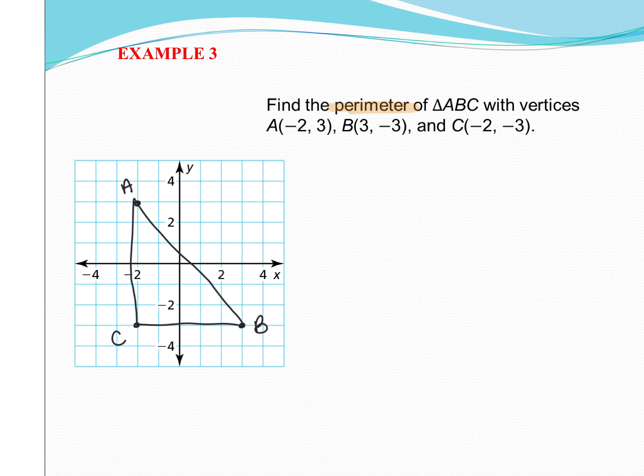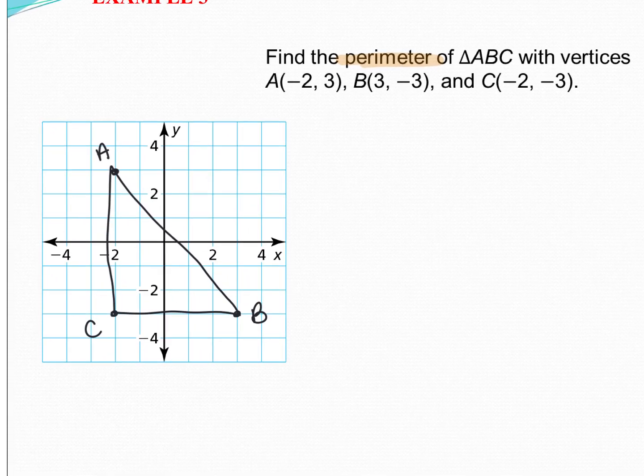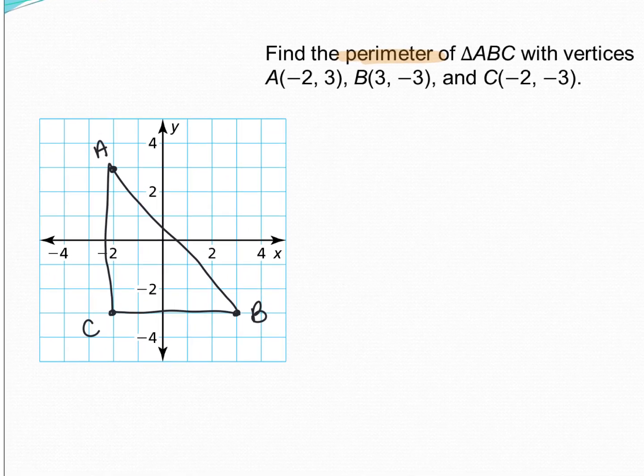All right, so looking at this, we're finding perimeter. That means we have to find all the sides. Looking at this image, which sides can I find first? Which segments? Can someone tell me one? AC, okay, I can for sure find AC first. Segment AC, what would be the measurement of segment AC? 1, 2, 3, 4, 5, 6.